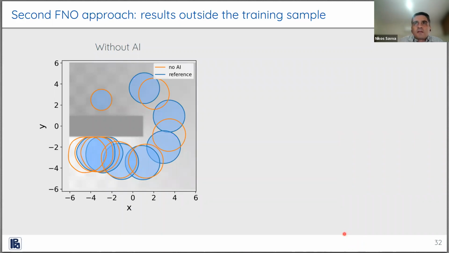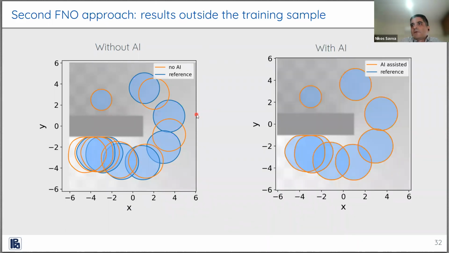So these are the results. Without the AI, this is what we get. The reference is the blue curves, and without the AI, this is the model of the 80s from Lacey. We see that it does not perform well at all. And if we add the AI part, we recover a very good agreement, I would say excellent agreement with the simulation.